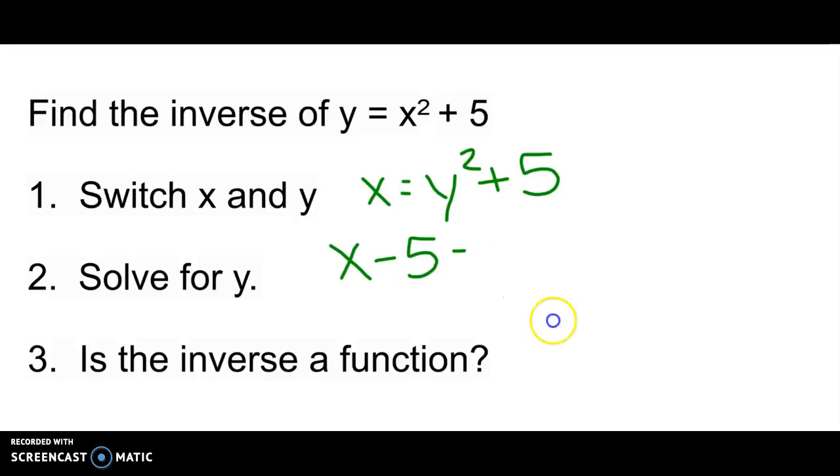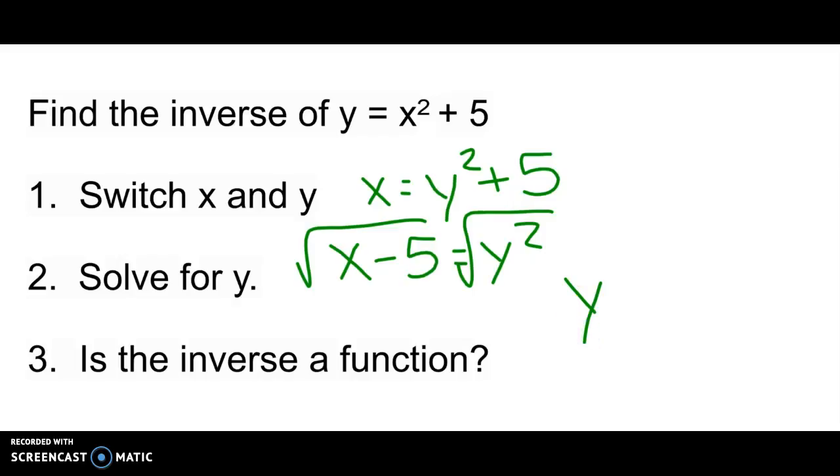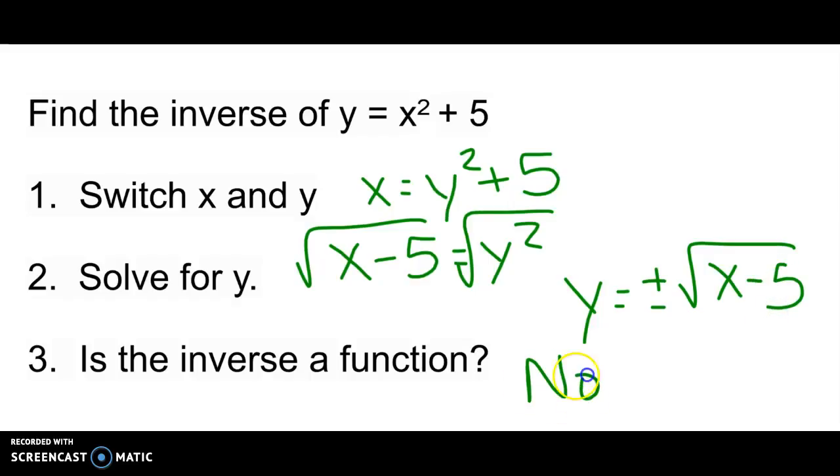So I've got x minus 5 equals y squared. Take the square root of that, and you're going to get y equals plus or minus square root of x minus 5. Is that a function? No, it's not, because it's going to look like a parabola on its side.